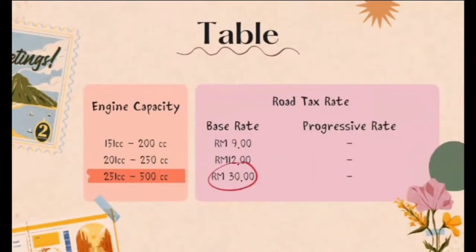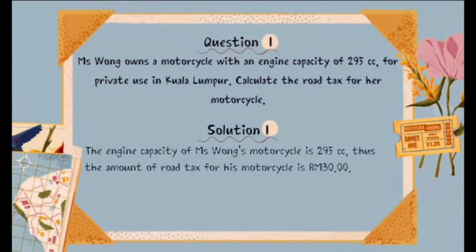Take note that the engine capacity of her motorcycle is 295 cc. So refer to the table. The engine capacity is categorized in the last column, which is between 251 cc to 500 cc. Therefore, the road tax of her motorcycle is 30 ringgit.